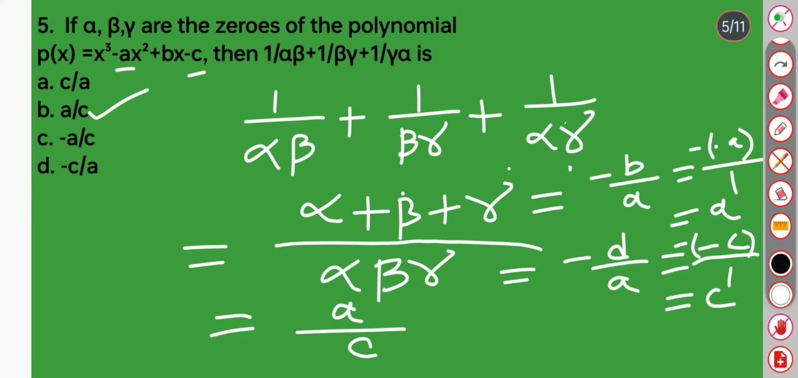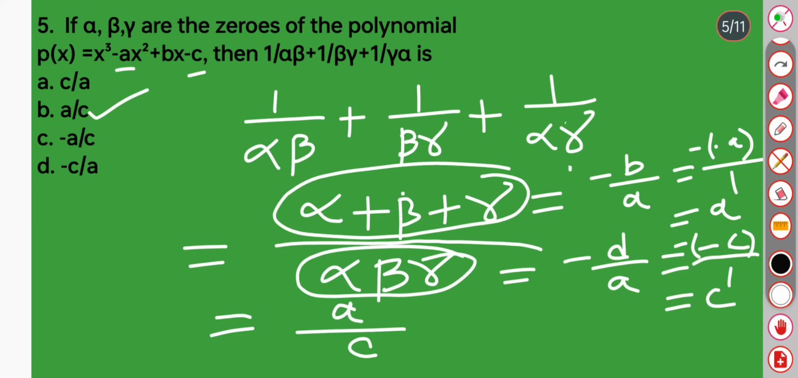Means you have to apply the formula. You apply the alpha plus beta plus gamma formula, and the alpha, beta, gamma formula, then you will get the value.